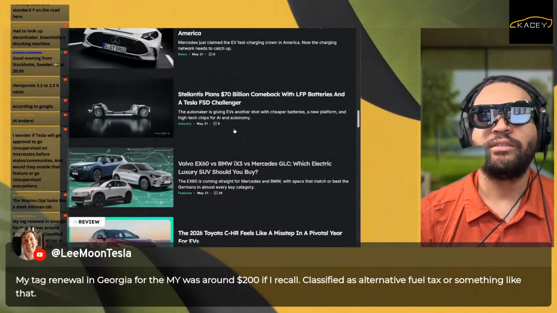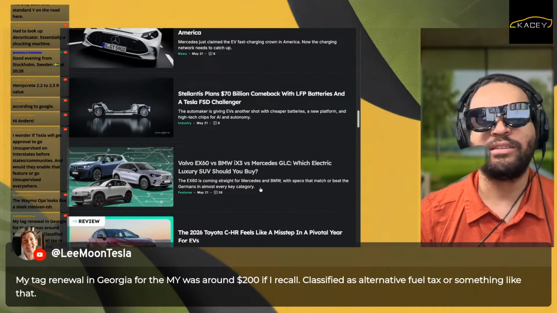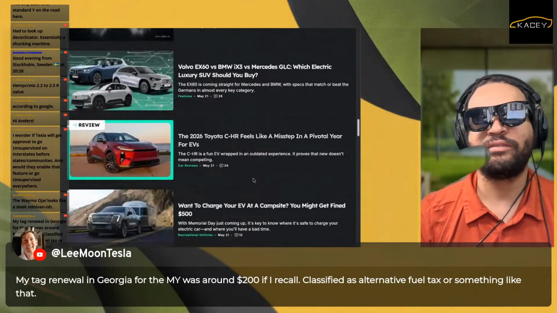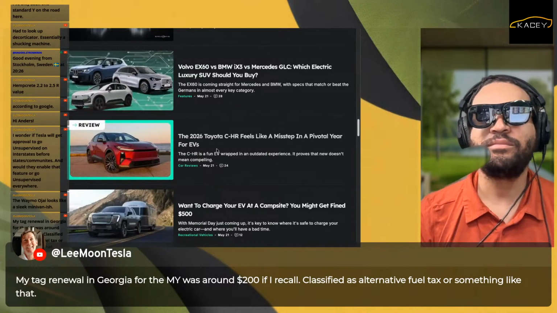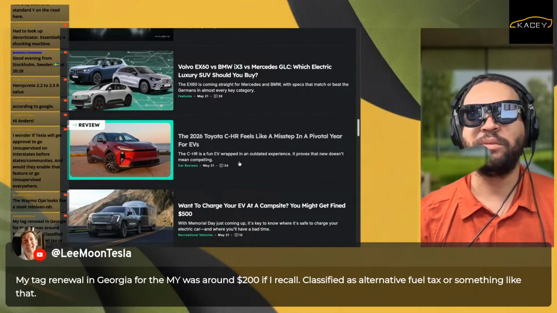So just like I don't click on concept cars, let's see what they're spewing this time. None of it's ever come true, but this could be the one. 2026 Highlander, Toyota C-HR feels like a misstep and a pivotal year for EVs. C-HR is a fun EV wrapped in an outdated experience. It proves that new doesn't mean compelling.